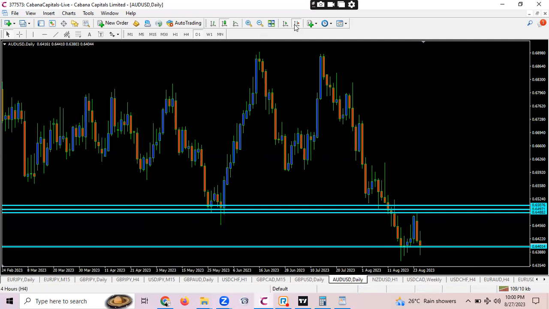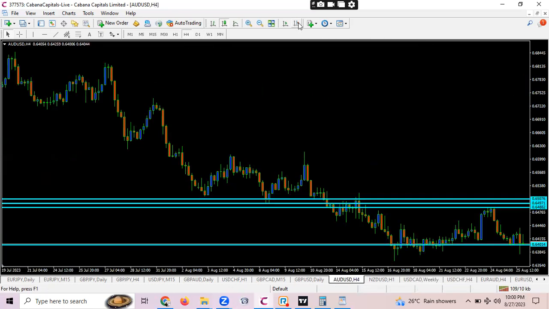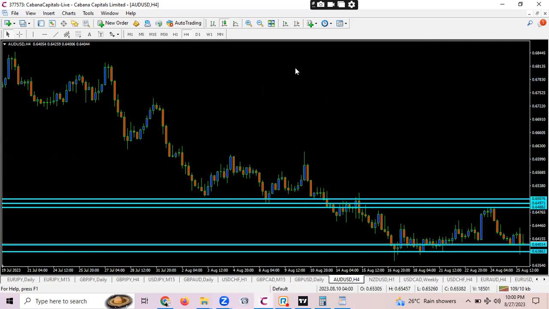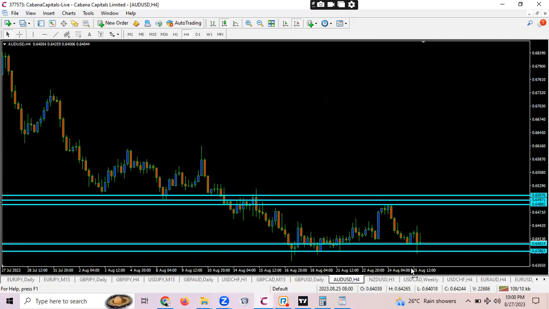If you go to 4 hour, you would see we had a support here. Can you see this? So I think that is the reason for this rejection. Okay, so if you are considering selling, you should wait for a candle to break out from this support zone. You should wait for a candle to close below the support zone before you consider selling.